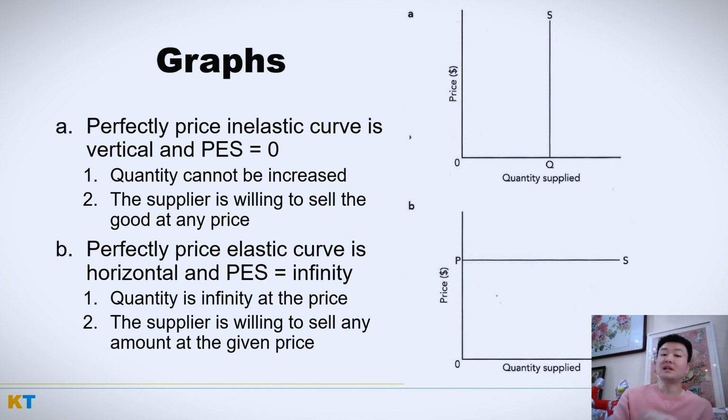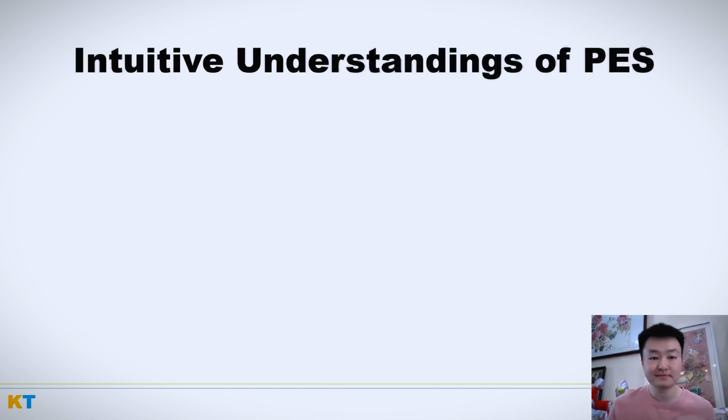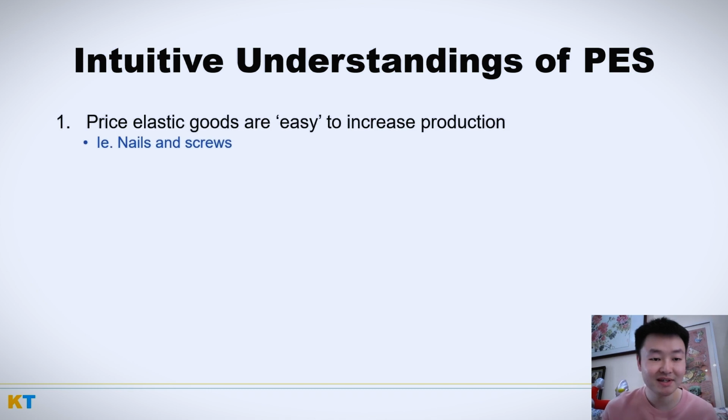Now, you need to know what the graphs look like, right? And so you need to know, for example, if I give you a price inelastic curve, you need to be able to draw the curve and identify for me that, okay, the PES is in between 0 and 1, as well as provide examples of goods and services within each category of the supply curve. And so, well, let me give you some intuitive understandings of PES.